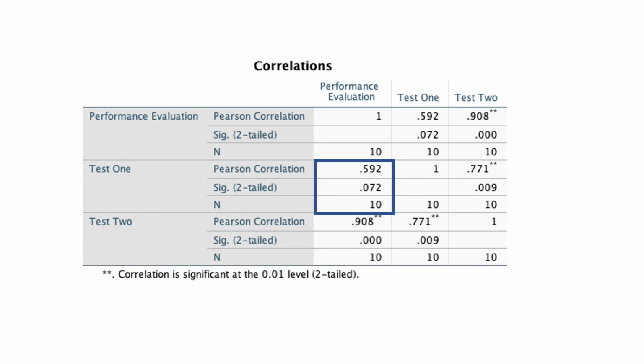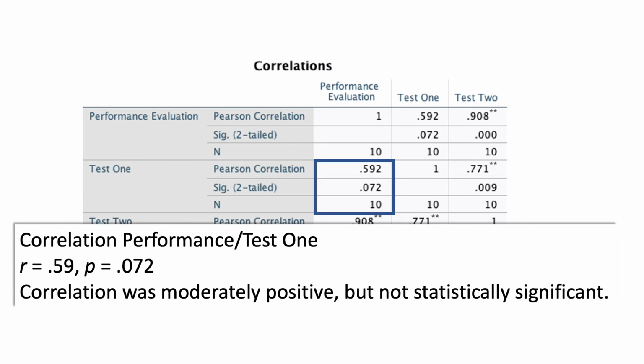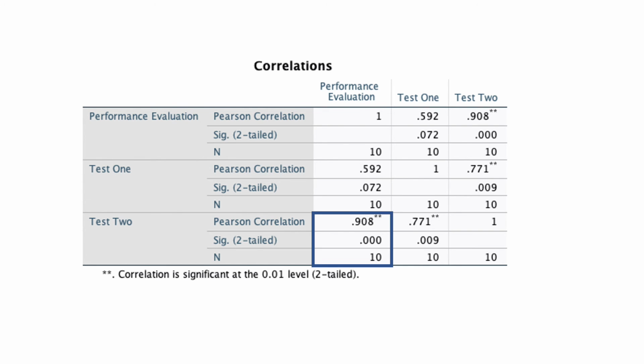Now let's look at test 1 correlated with performance evaluation. Here we find that the correlation is 0.59. The significance, the P, is equal to 0.072. 0.072 is above, it's larger than my cutoff, my alpha of 0.05. So I say that the correlation was moderately positive, but not statistically significant.